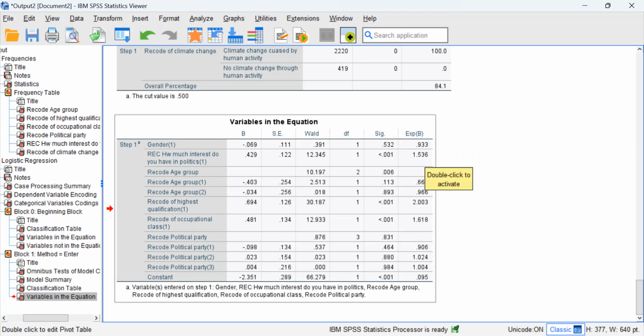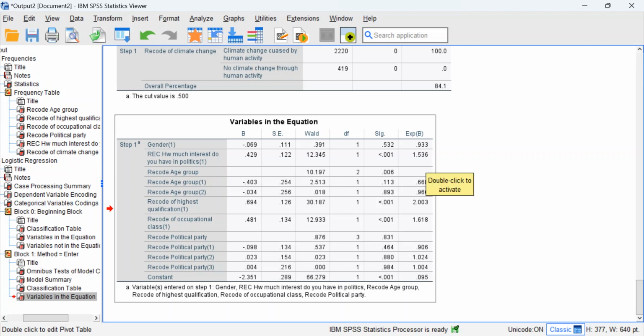So what we're looking at here are people who have very little interest in politics compared to those who have lots of interest in politics. We can see here that this is a much larger value for the odds ratio, 1.536. More importantly, we can see that this is statistically significant. The p-value is less than 0.001.